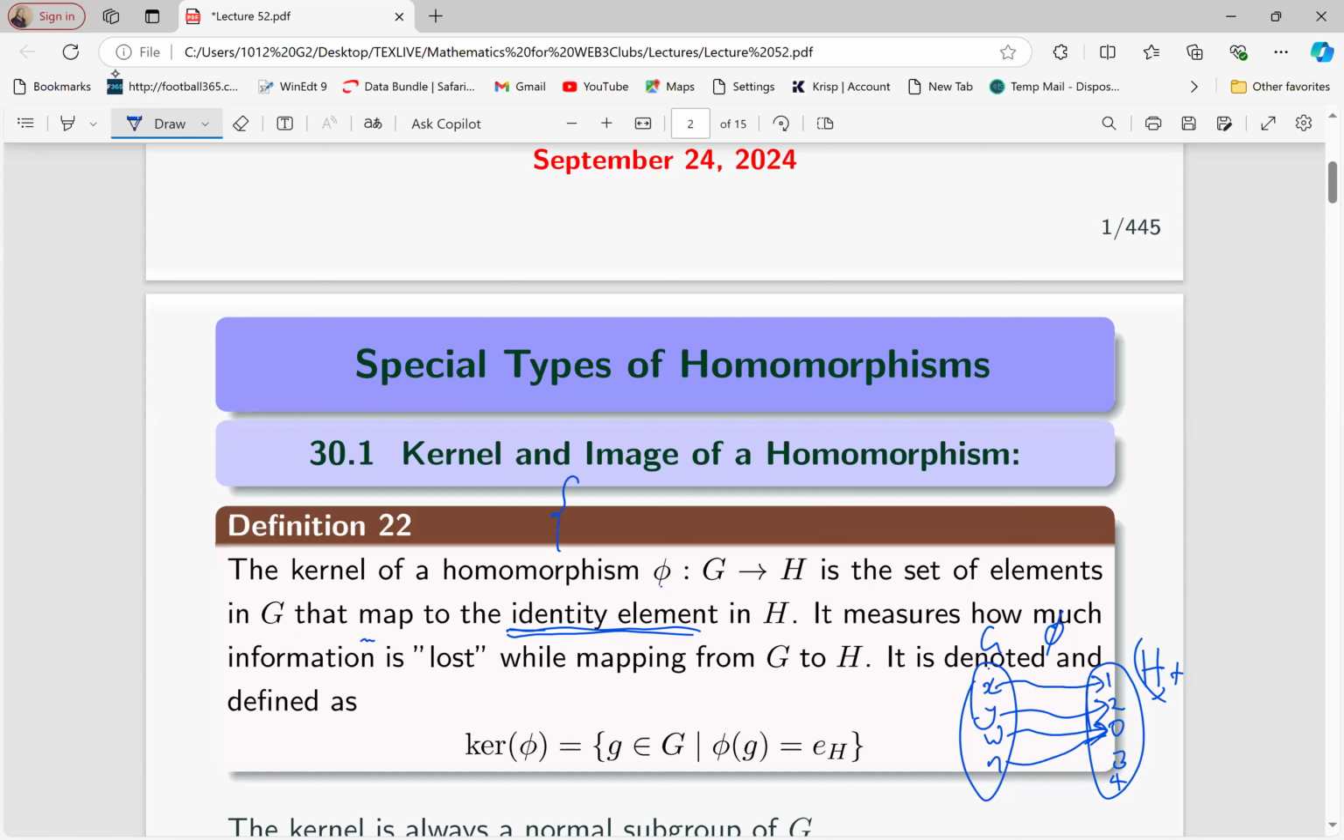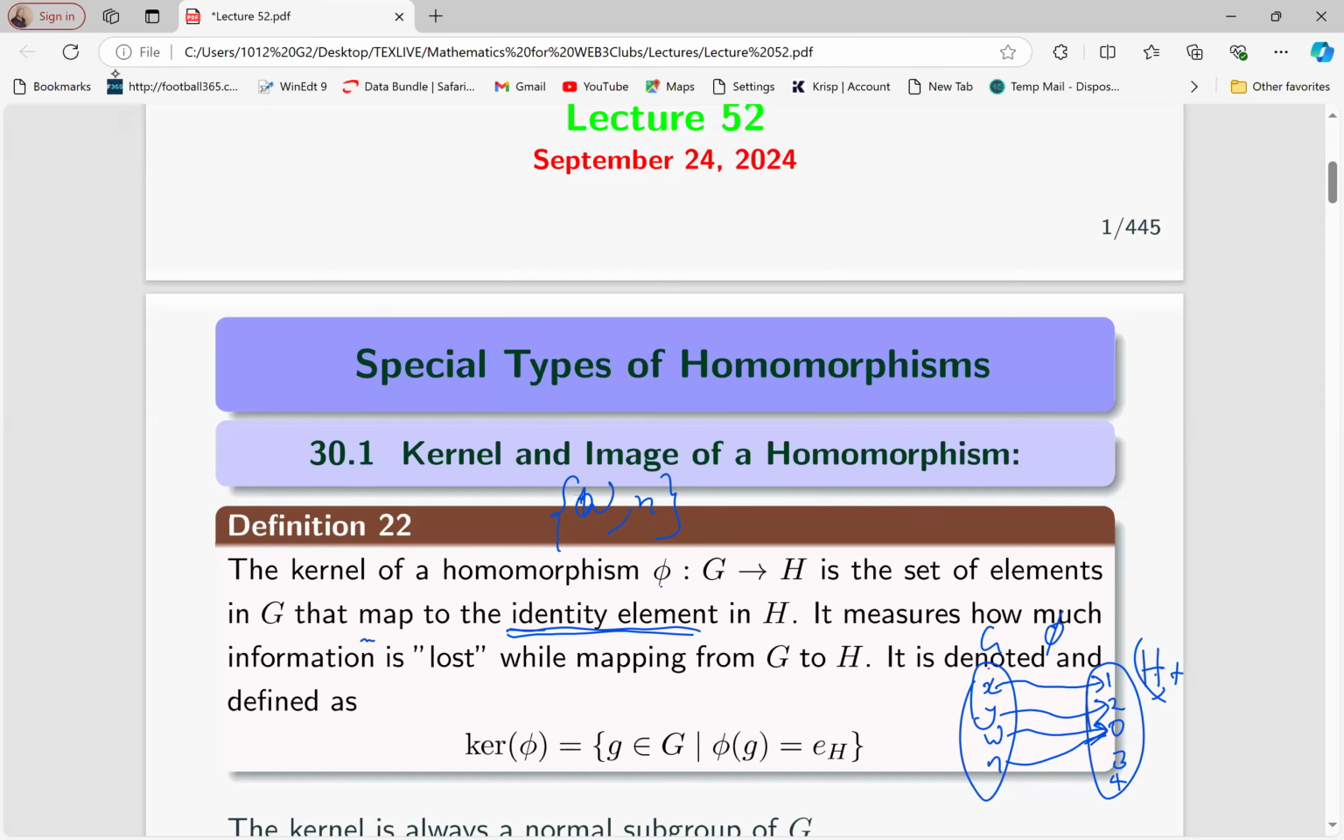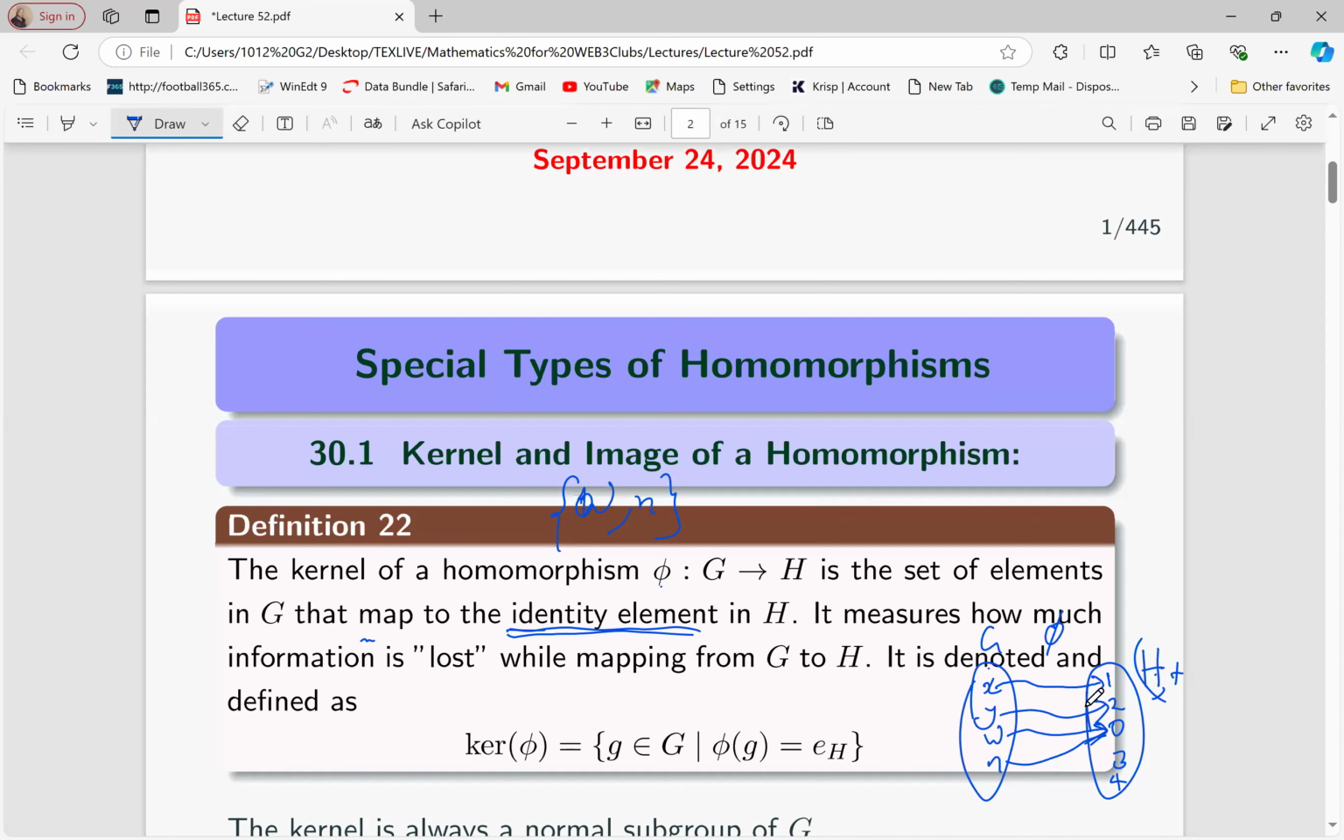The identity in H is 0. So the kernel is therefore w and n. This is what we call the kernel: the set of elements in G which are mapped to the identity element in H. You can see that w has been mapped to the identity element, and n has also been mapped to the identity element.